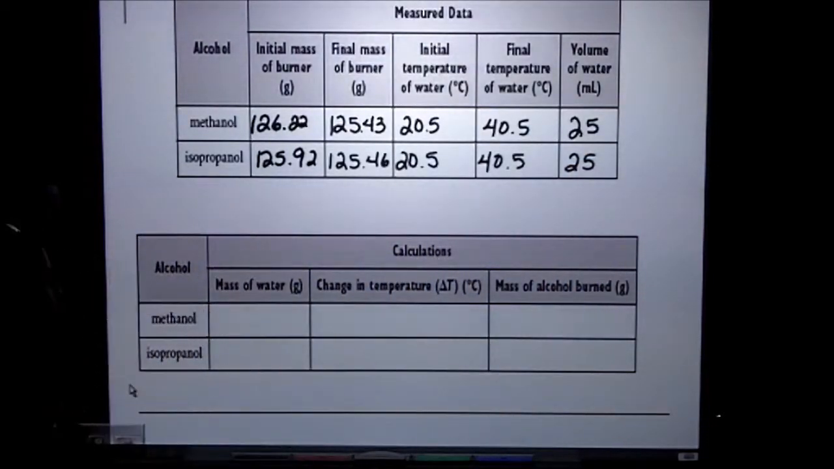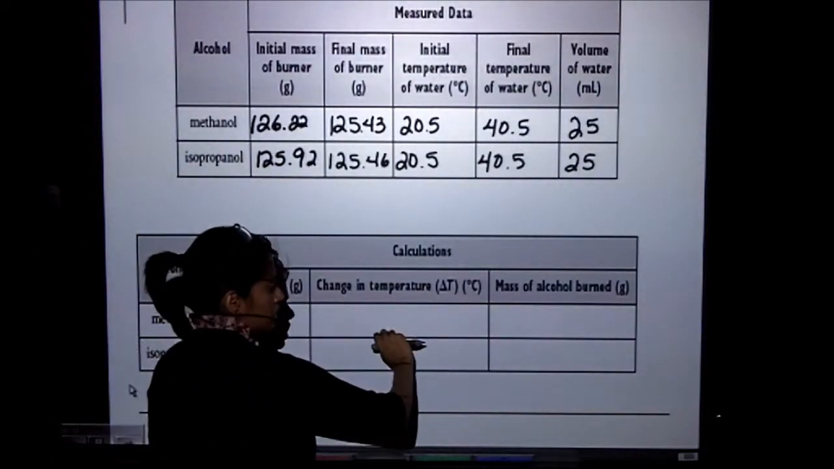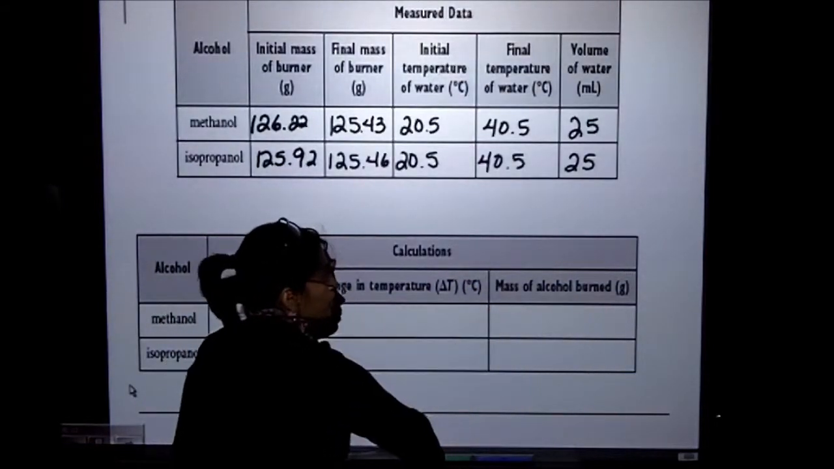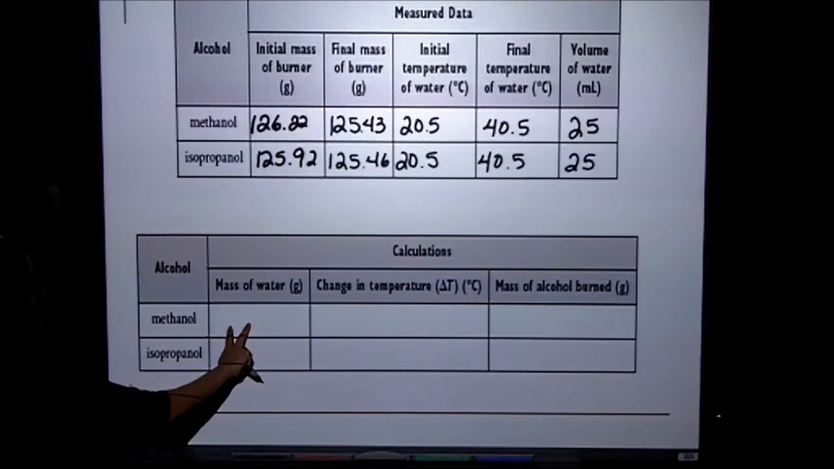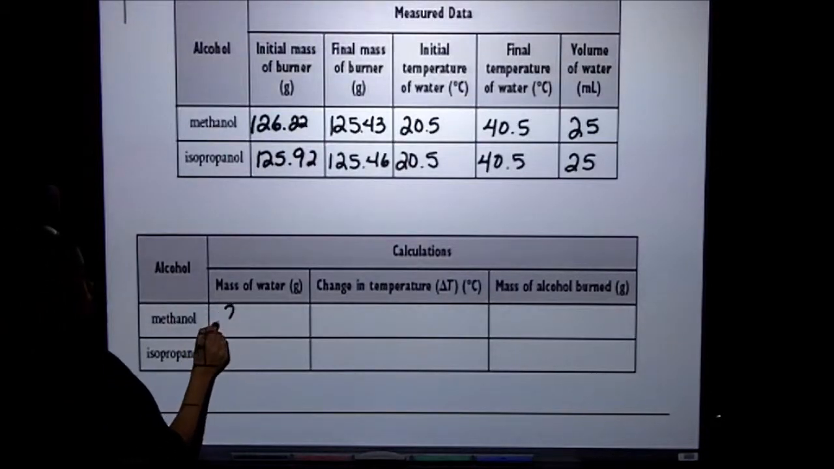Your second table is for calculations. You have your mass of water in grams, change in temperature, which is your delta T in degrees Celsius, and the mass of the alcohol burned in grams. So the mass of the water in grams would end up being the same as the volume, since the density of water is 1. So we have 25 grams here for methanol and for isopropanol.